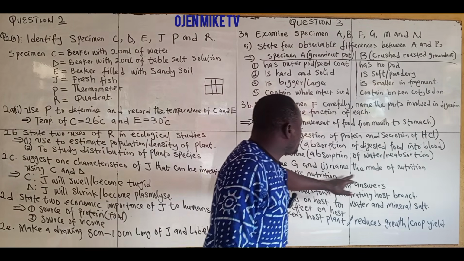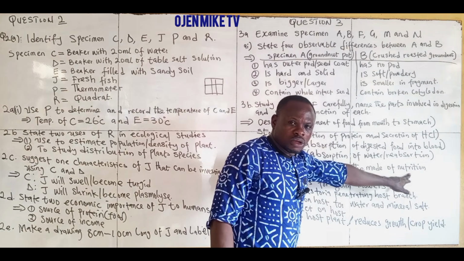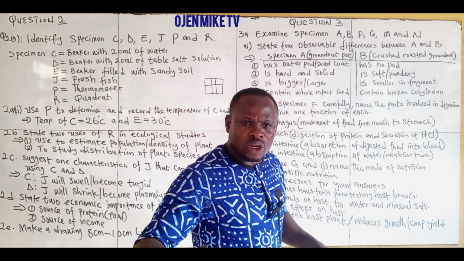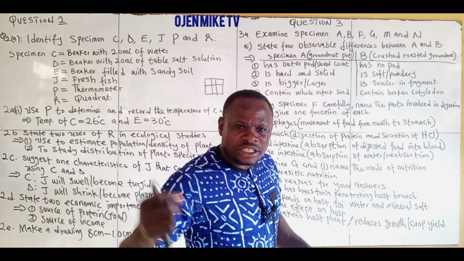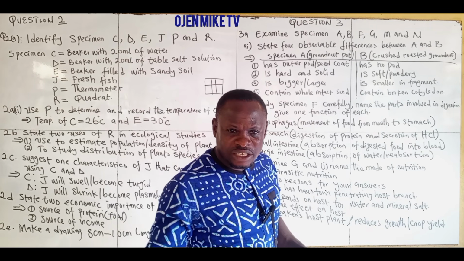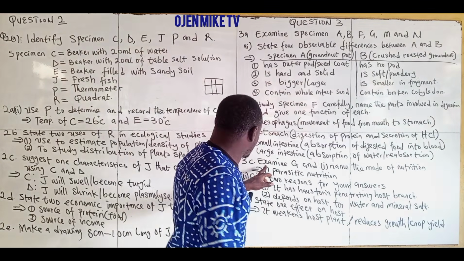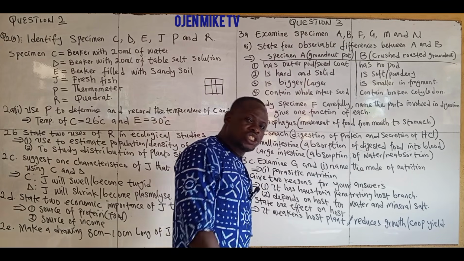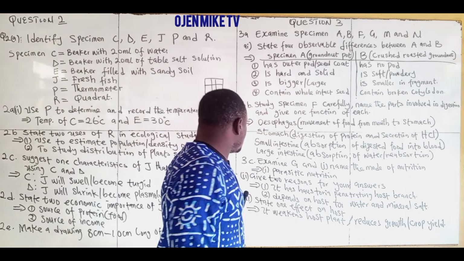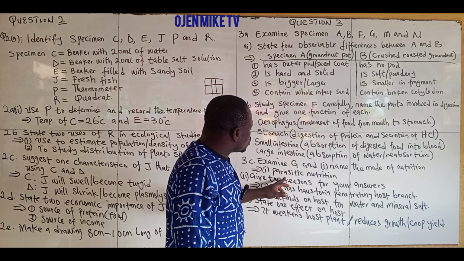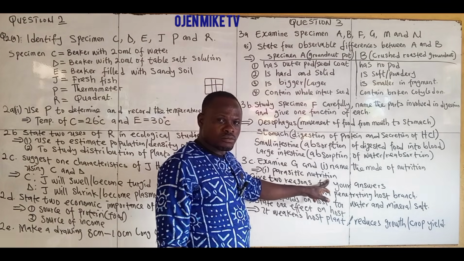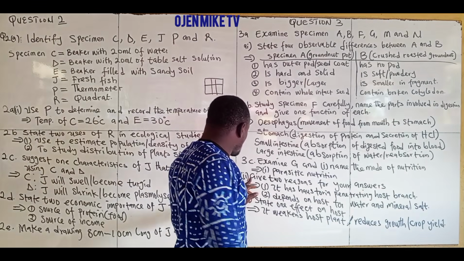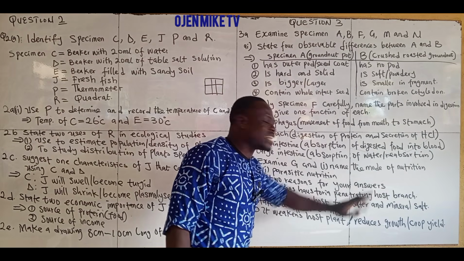Now the next question is, examine specimen G and name the mode of nutrition. Remember, specimen G is a branch of mistletoe in a plant. Remember, mistletoe is a plant parasite. Now, examine G and name the mode of nutrition. The mode of nutrition is parasitic. Mistletoe is a parasite, so the mode of nutrition is parasitic.